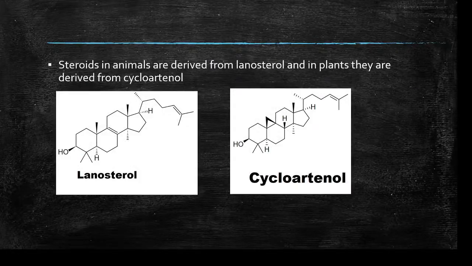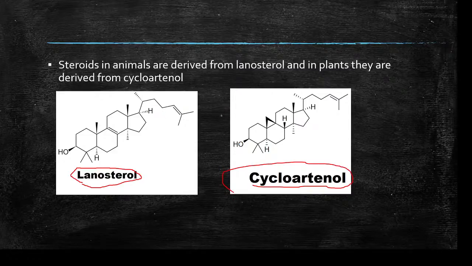Okay, steroids in animals are derived from lanosterol. Lanosterol is the basic sterol through which steroids are further synthesized, and in plants it is cycloartenol. Okay, so the only difference is in the chemical structure. If you compare the chemical structure of lanosterol and cycloartenol, at the 6th carbon atom you can see there is a cyclization in the cycloartenol. Okay, so that is the major difference between lanosterol and cycloartenol. So this is the sterol of mammals, and this is the sterol of plants.